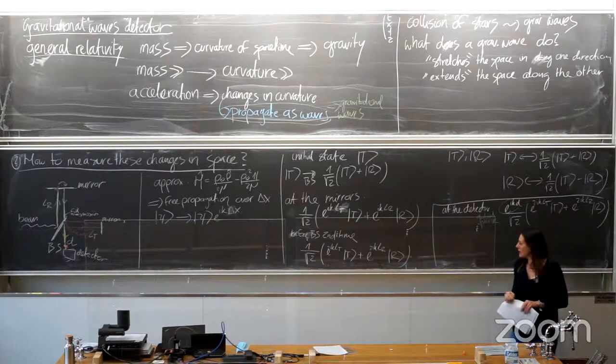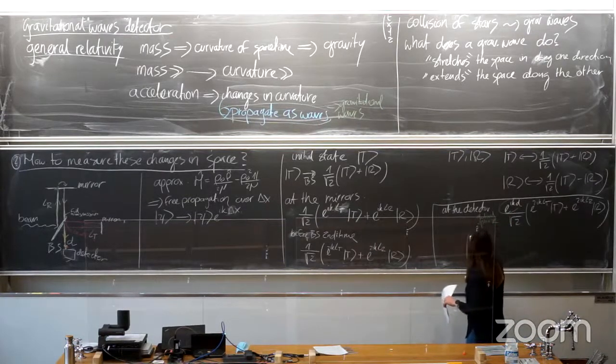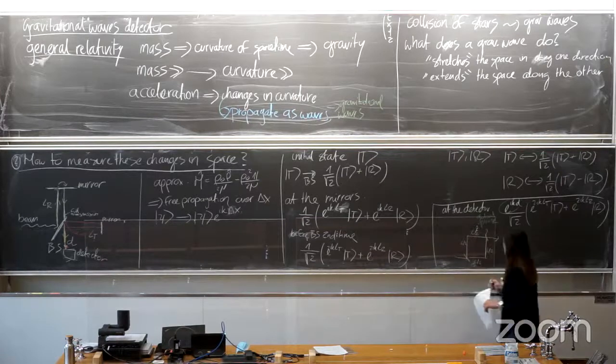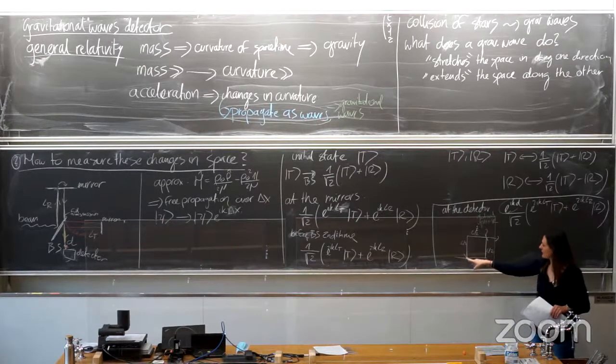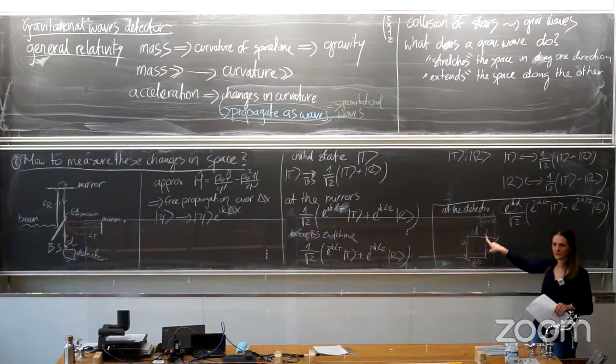Now, you probably remember this experiment you saw in the second week. Here is L divided by 2, L divided by 2. And you had an incoming beam, this is a beam splitter, this is a beam splitter, and these are two mirrors.